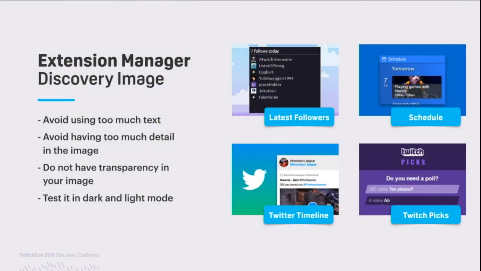A few examples here that I'd love to call out are examples like Schedule by Layer 1. They went and showed off just a simple look of what their extension is. Twitter Timeline showed a subset of that, but also uses branding. Twitch Picks is one of my favorite, just because it actually makes a really cute quip in it related to what their extension is. And also, I want to recommend to everybody that you should test it in dark and light mode, because you'll have streamers that are looking at the extension manager in both views. Just kind of make sure that it pops in both different views.